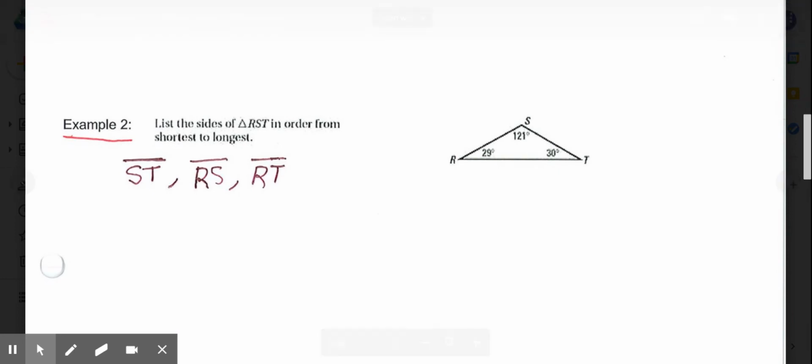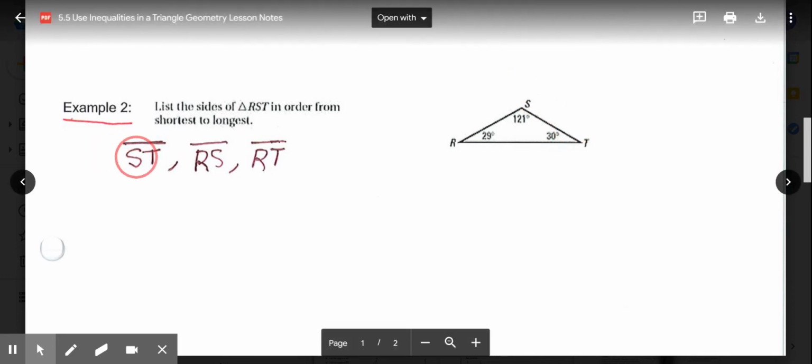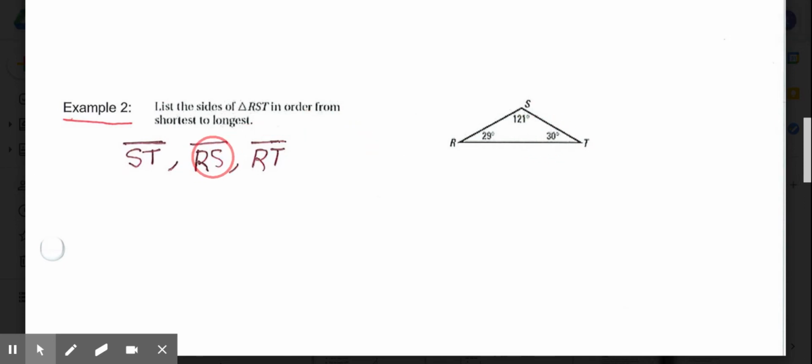In example 2, it says list the sides of triangle RST in order from shortest to longest. So they gave us 3 angle measures. We just need to list the sides in length, shortest to longest. So angle R is my smallest angle at 29 degrees. So the side opposite that, ST, is my smallest side. So our smallest side is segment ST. Then opposite 30 would be next, which was segment RS. And then opposite the 121, which was segment RT.